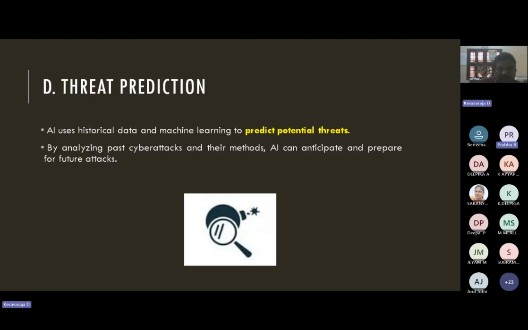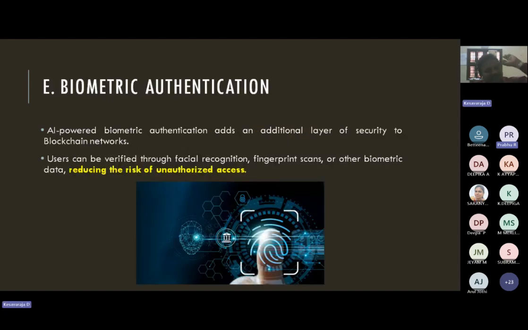So this tool was threat prediction. Prediction is always a core area in AI. This prediction is applicable for blockchain for threat prediction. Okay. Then AI, which is blockchain, is enhanced security.